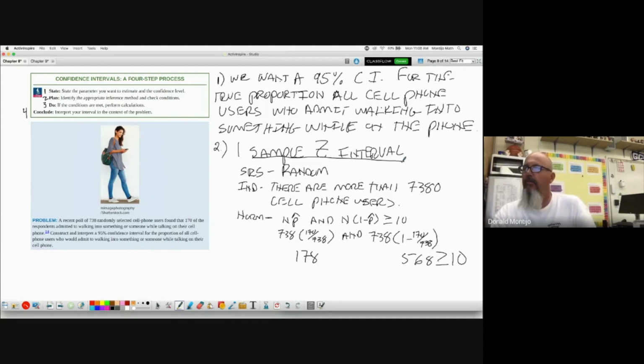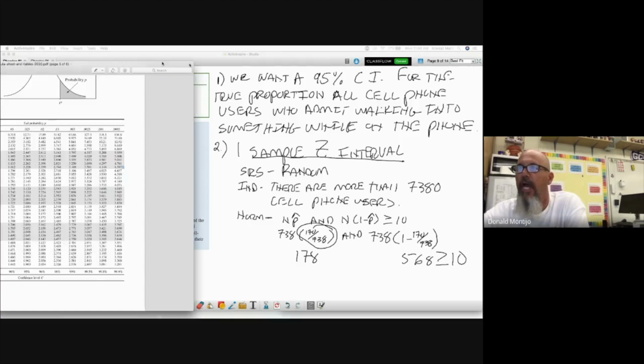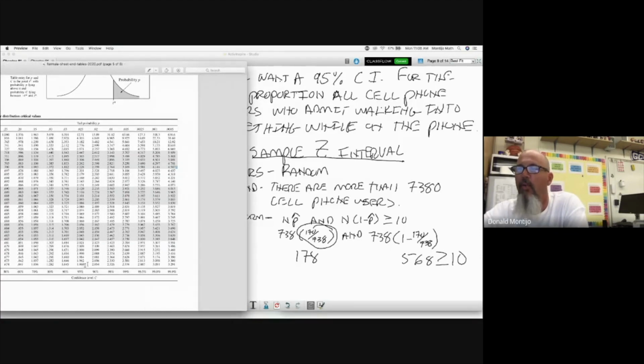Let's construct the interval. So we have p hat plus or minus z star times the standard error. So in this case, p hat is going to be 170 divided by 738, which works out to be 0.23. So our point estimate is 0.23. Plus or minus z star. I want to be 95% confident. So let's go to table B and let's look. 95% confident. Oh, that's 1.96.